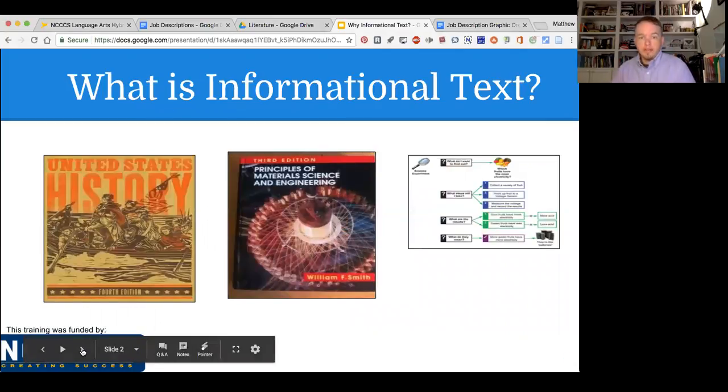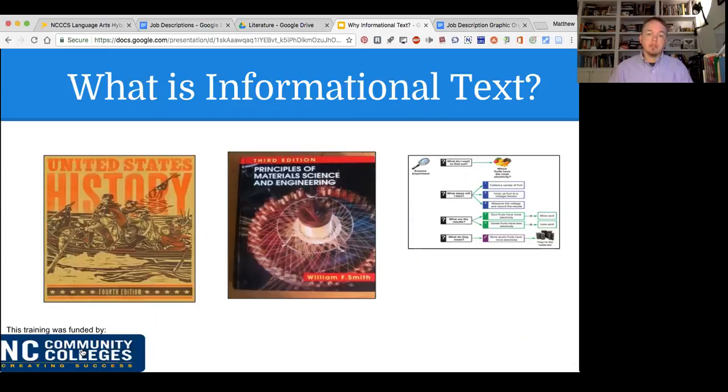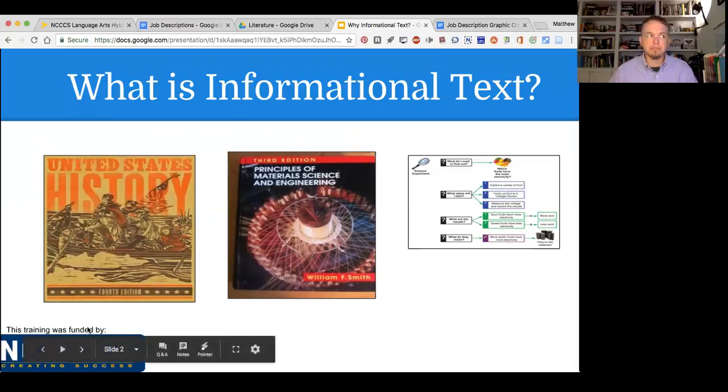So what is informational text? Informational text is written for a broad audience, made to just give out some information. We use informational text to tell history, to talk about science is generally informational text, and a lot of graphs are used inside of informational text. And so being able to understand what a graph does and how a graph works is also very important.